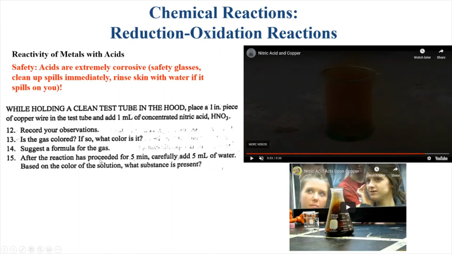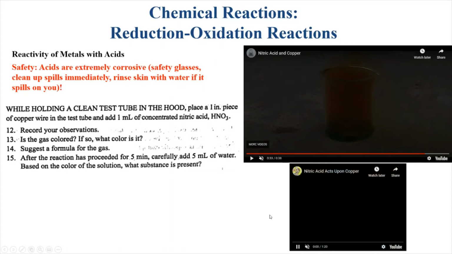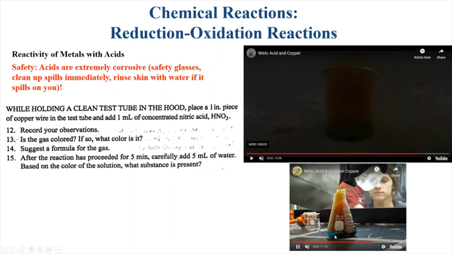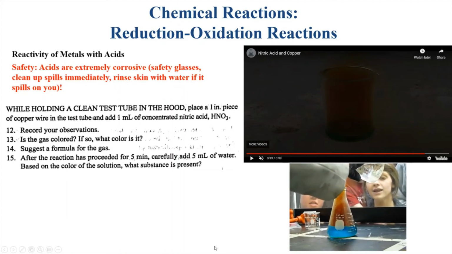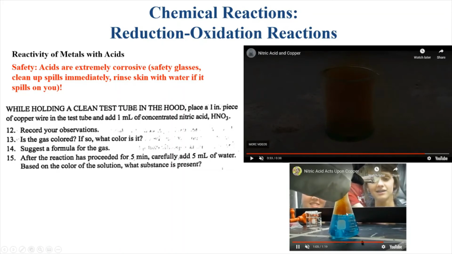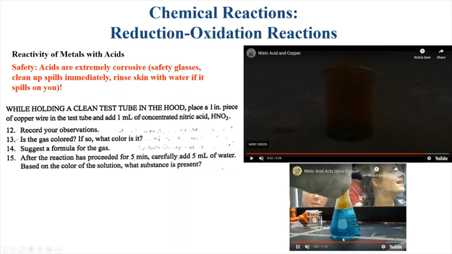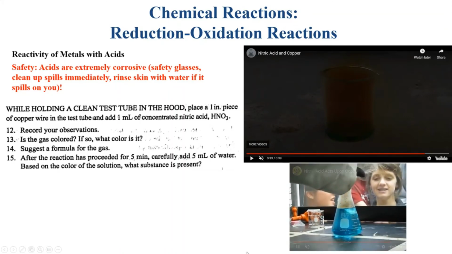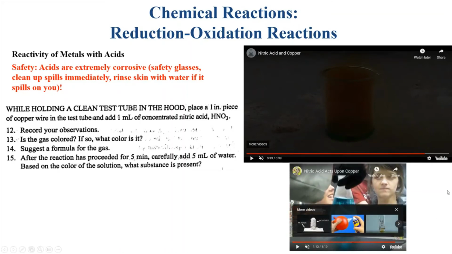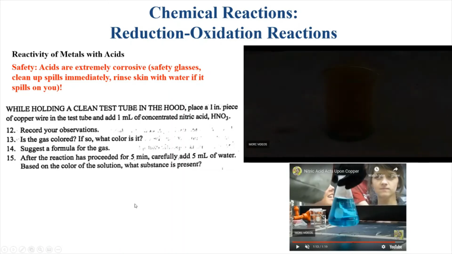It says, after the reaction has proceeded for 5 minutes, carefully add 5 ml of water, and based on the color of the solution, what substance is present? So let's take a look at what happens when we dilute that very concentrated product. The person has some regular old water, and they're going to dilute that mixture, and we're going to see what color we get. What you're observing is the color of the solution after we diluted it with a little bit of water. All right, so from that, you should be able to determine what is present in the solution.